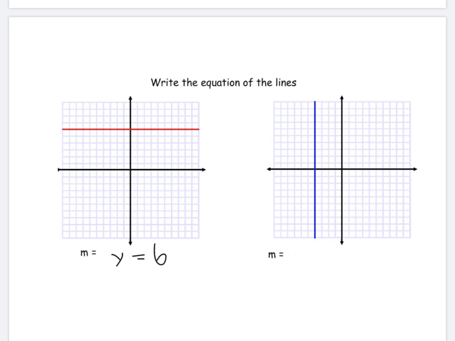When you have a vertical line, there is no slope. So there is no slope, or the slope is what we call undefined. So my equation is x equals a constant, and the constant is where the x-intercept is, which would be at -4. So our equation there is x is equal to -4.